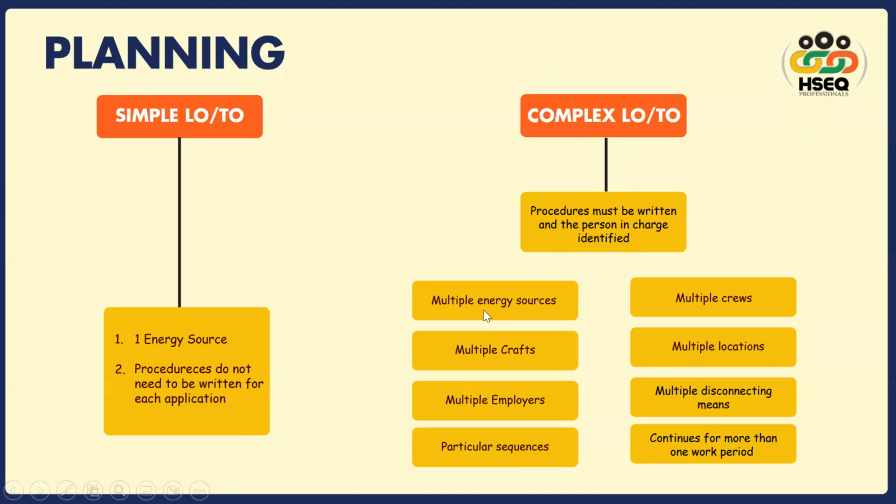And if we are performing a job where multiple energy sources are there, multiple crews are there, multiple crafts are working, multiple locations, and if that work continues for more than one shift, multiple disconnecting means are there, and there is a particular sequence for operation in order to establish an electrically safe work condition, then it is going to fall under the complex lockout and tagout.